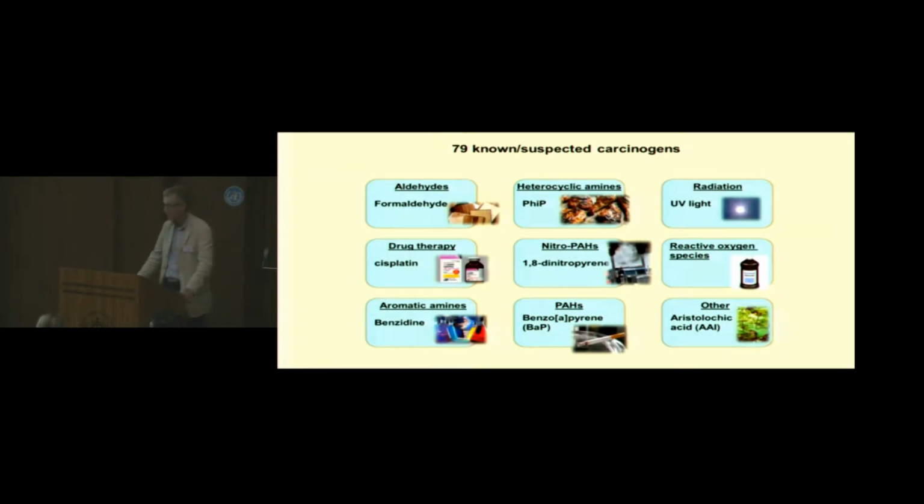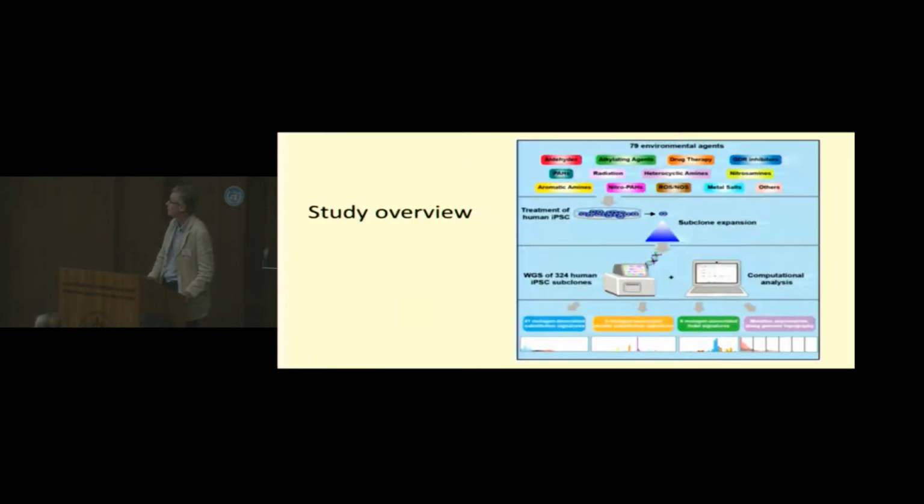So this study was a collaboration between my group at King's and Serena Nik-Zainal in Cambridge. And so what we did was we built up a list of as many of the known or suspected environmental carcinogens and some chemotherapeutic agents that we could think of, and thought, well, let's see if we can get mutational signatures from them. And so we came up with 79 of them were chemicals. We also had UV and ionizing radiation. And this is an overview of the study.